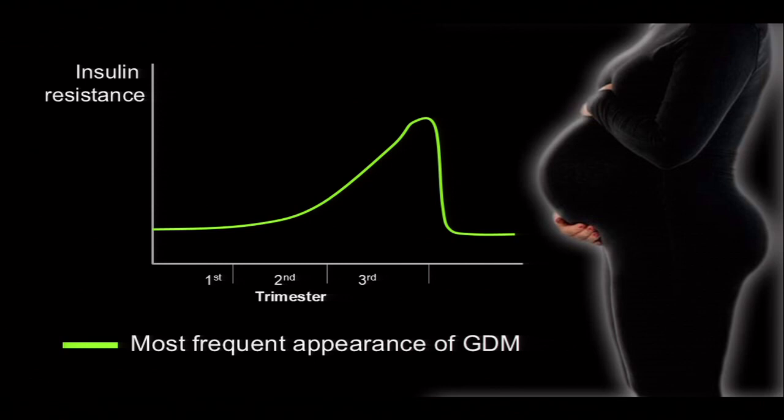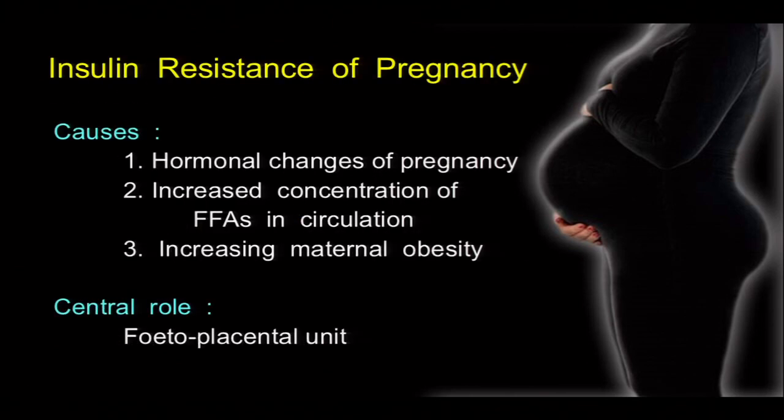As you can see in this slide, insulin resistance peaks during third trimester of pregnancy, which is responsible for the most frequent appearance of gestational diabetes mellitus during third trimester of pregnancy. That is the classical true GDM, which occurs as a manifestation only during third trimester. Now this insulin resistance of pregnancy is caused by hormonal changes of pregnancy, increased concentration of free fatty acids in circulation, and increasing maternal obesity. And the central role is played by the fetoplacental unit.